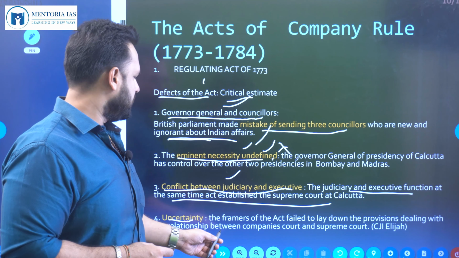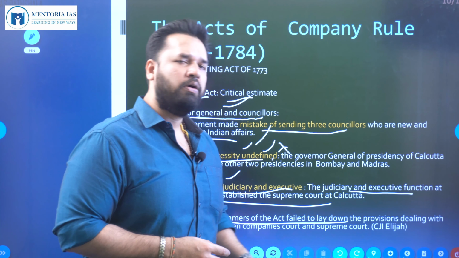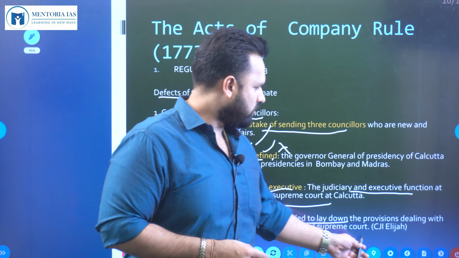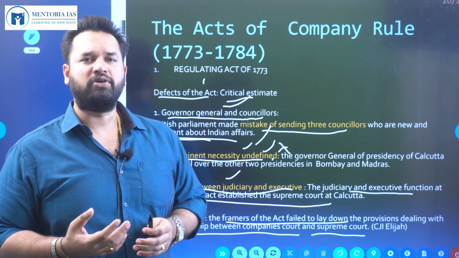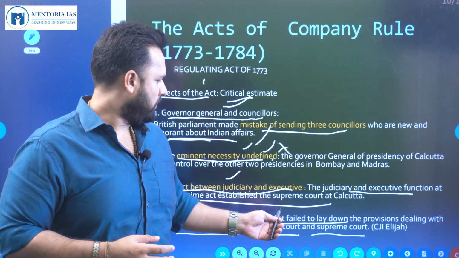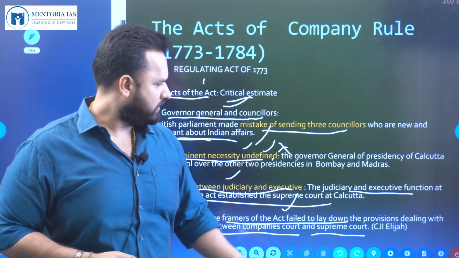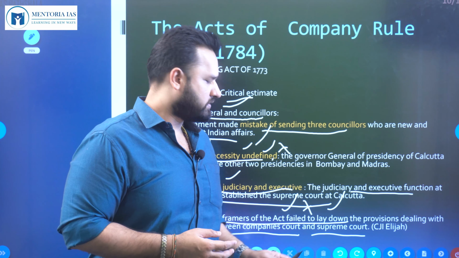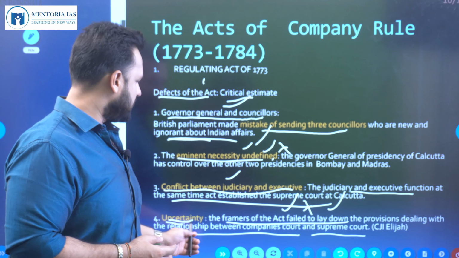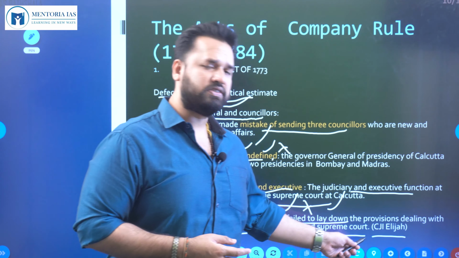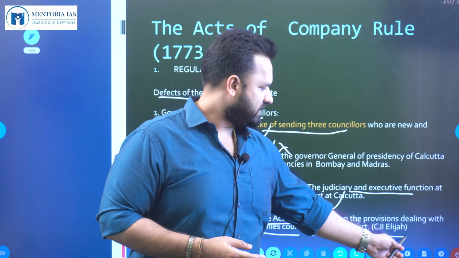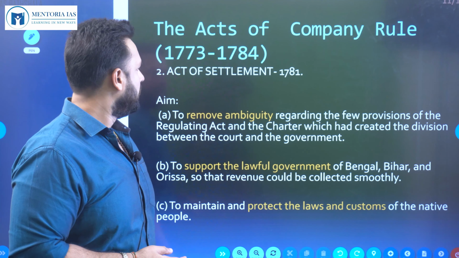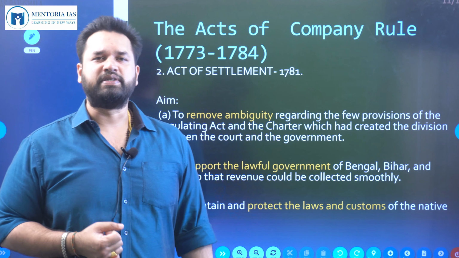Next is uncertainty. The framers of the act failed to lay down provisions dealing with the relationship between the company's courts and the Supreme Court. The company has also certain courts to deal with the employees. At the same time, the Supreme Court also dealt with employees. So 2 courts are involved in one case. So it led to conflict, uncertainty. Who was the Chief Justice then? Chief Justice was Elijah. He was also a Britisher. Okay. Then the Regulating Act could not achieve its aim and it failed.